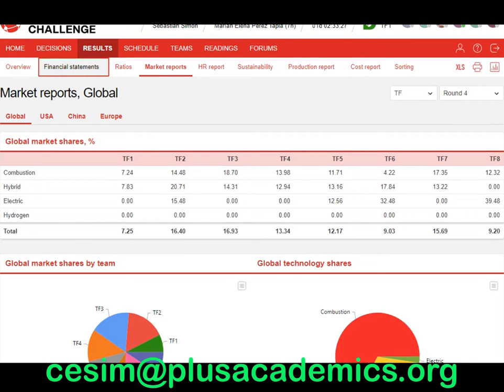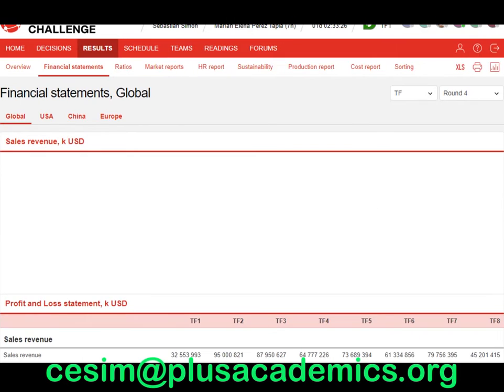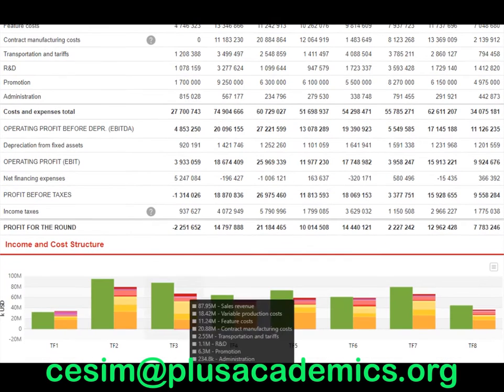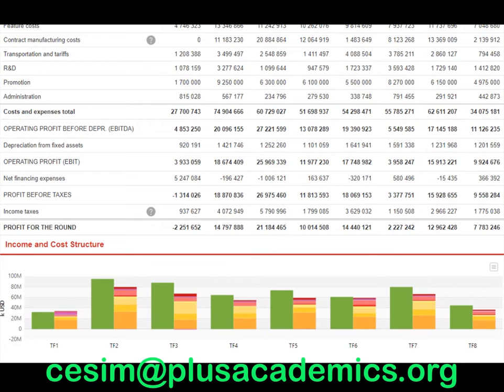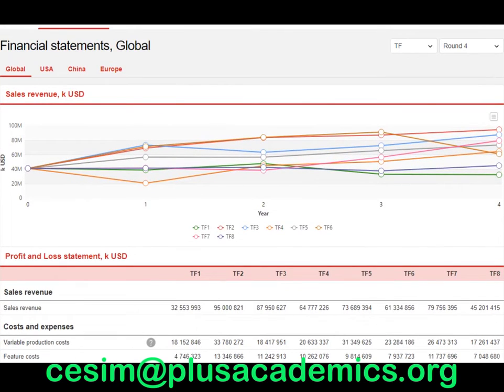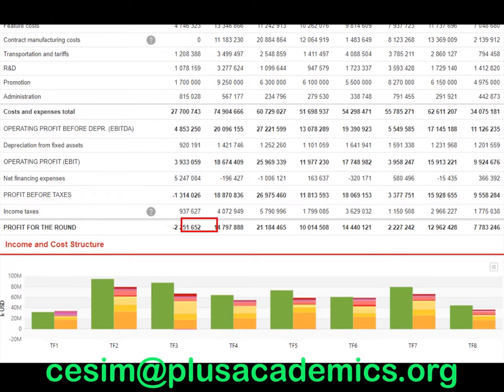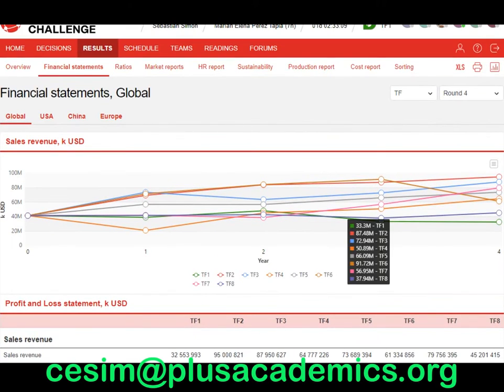So as you can see from this game financial statement, TF1, which is our company, has been making losses all through. Currently we are in round 5. In round 4, they had a loss of over 2 million, and all other companies were making profit. So the first thing is to find where the problem is.